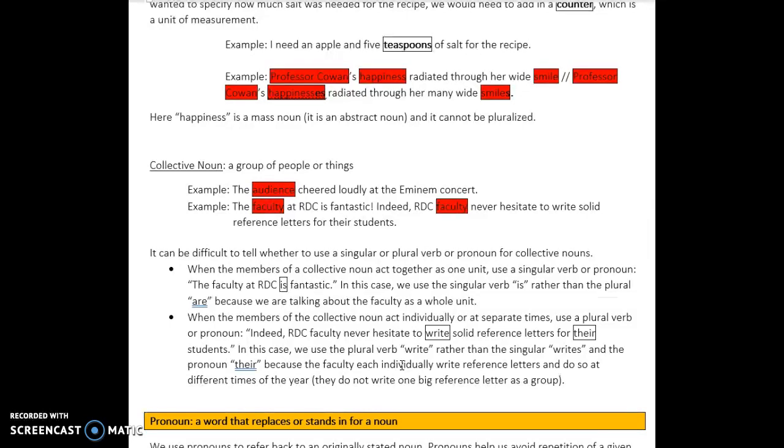So again, when you need to figure out whether to use singular verbs or pronouns as opposed to plural verbs or pronouns with a collective noun, you need to figure out whether that collective noun is acting together as a solid single unit or whether they're acting individually as members of that unit.